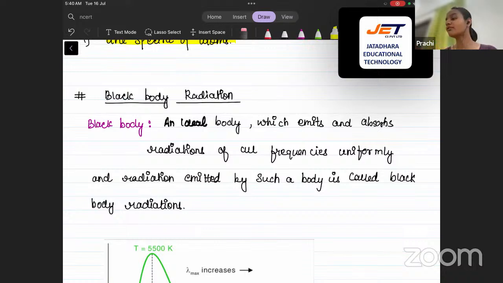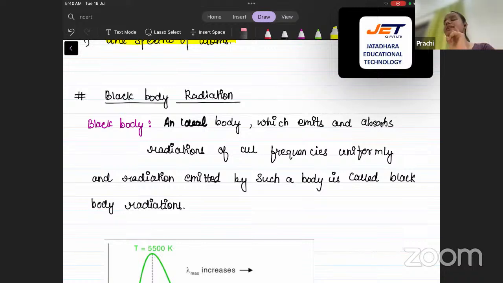So now here we will start with learning about the black body radiation, right? First, let's see how we define a black body, and then we will see what it is that the scientists were not able to explain at that time.